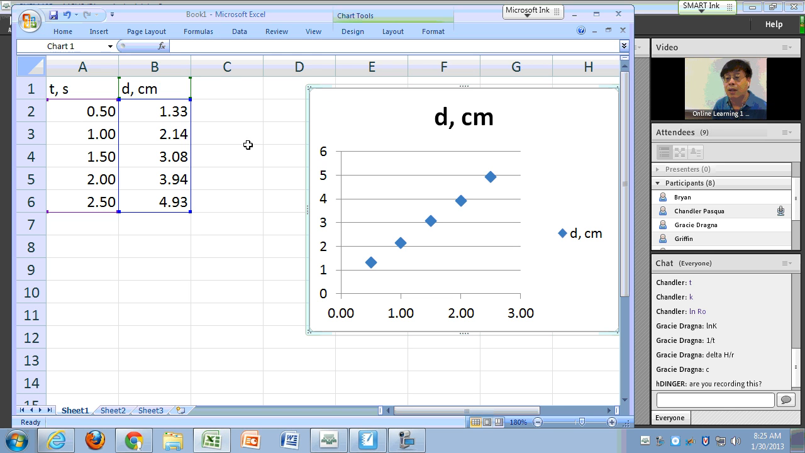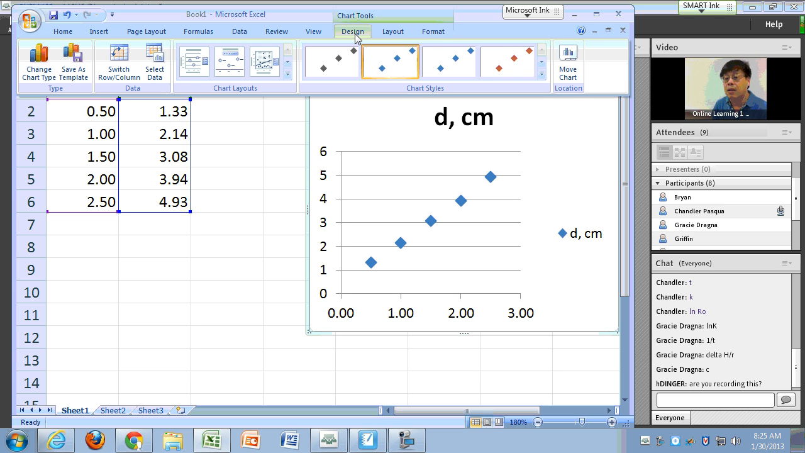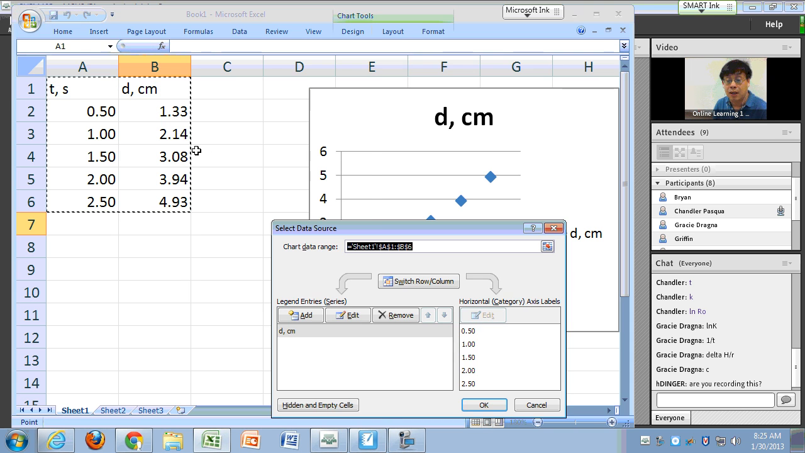Okay, if you click on a chart, you'll notice it shows up here, chart tools. On the design tab, it allows you to select the actual data that you need to graph. You just want to verify that Excel is actually graphing the data you want. So you click on select data.